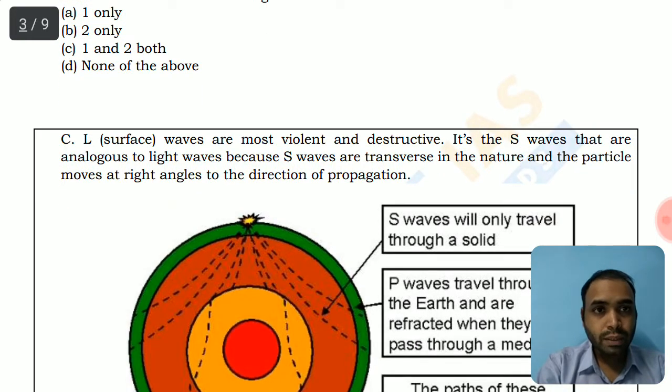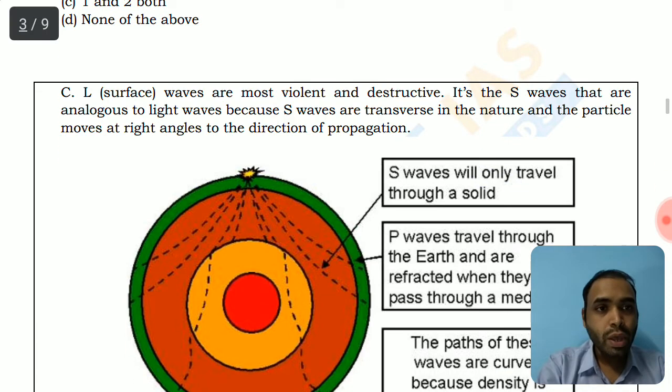L wave, the surface wave, are the most violent and destructive. It is the S waves that are analogous to the light waves, that is perpendicular, because the S waves are transverse in nature and the particles move at the right angle to the direction of propagation. So S wave will only travel through the solid. It will be lost in the liquid medium, because the liquid particles cannot just continue the wave, while if the particles of liquid are moved in the perpendicular direction, the wave formation will be lost, while the P wave can travel in the liquid medium as well.